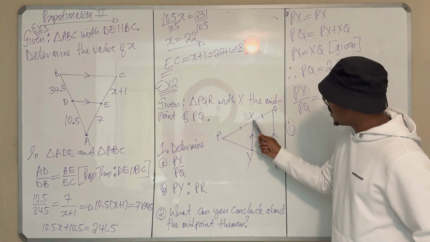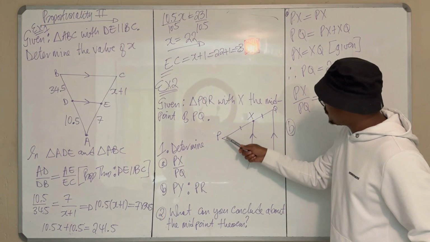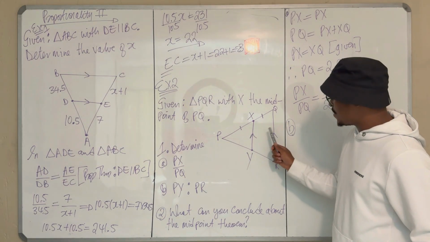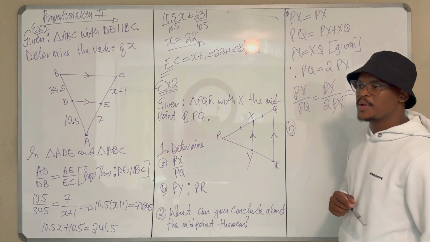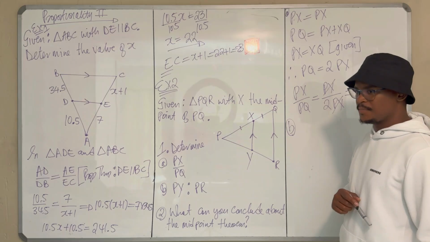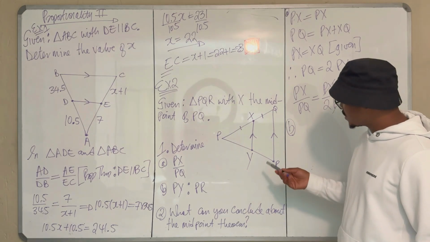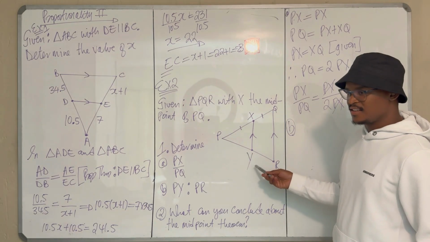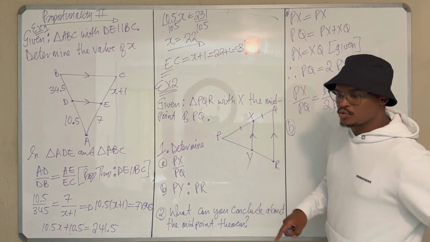So what you can see is that X is the midpoint of PQ, and this side is parallel to this. Yes. This is the converse of the midpoint theorem. What does it tell you about these two sides? They also. So this side and that side should also be equal.